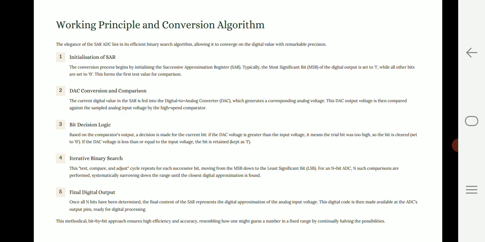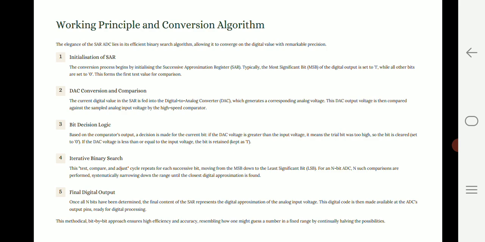The SAR sets the MSB, the most significant bit, of the digital output to 1 in the first stage, and all other bits are set to 0. So this is the initial step.